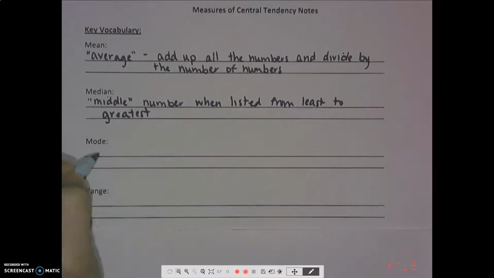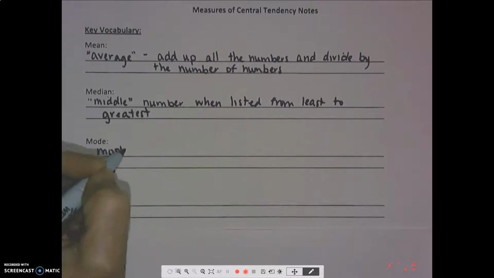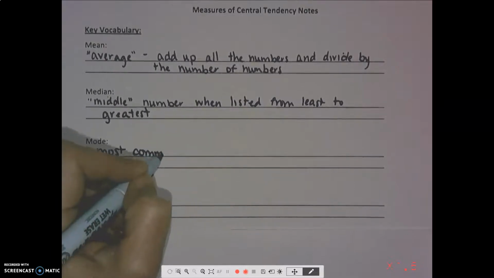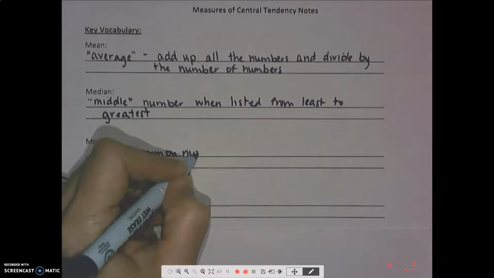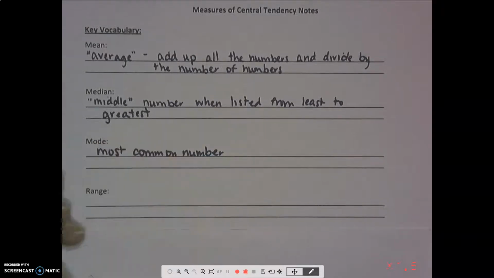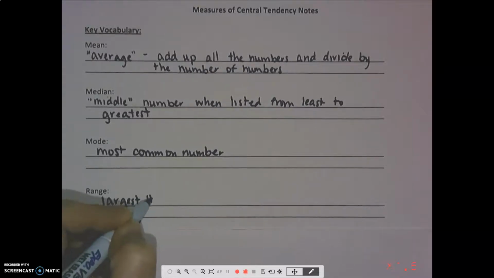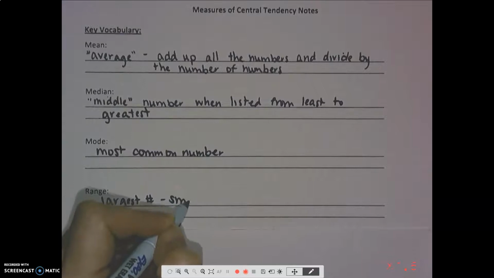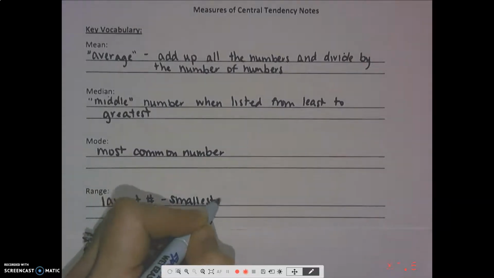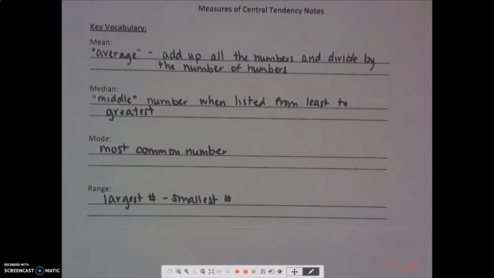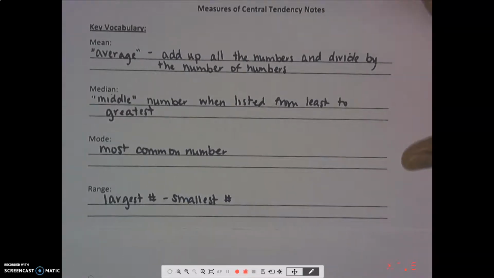Mode is the most common number. And range is going to be the largest number minus the smallest number. So again, we're going to go through finding each of those four things and then relate them a little bit to word problems as well today.